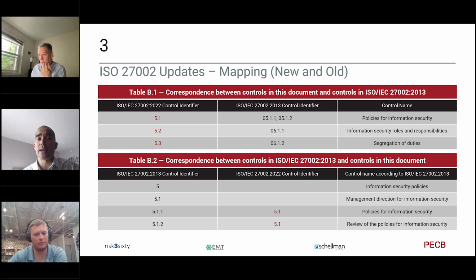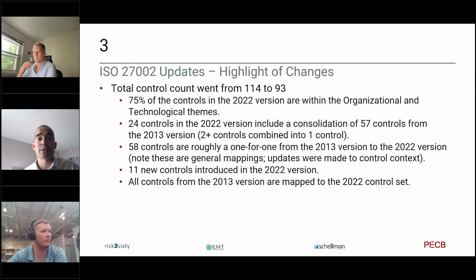This clause contains 8 total controls from domains like A7 of the 2013 version of the standard. You have physical controls, which is clause 7. This clause contains 14 controls from domains like A11 from the 2013 version of the standard.